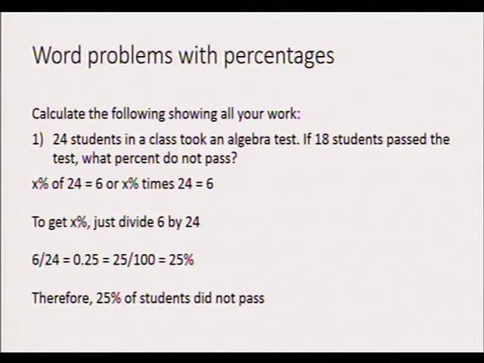So 6 over 24 is equal to 0.25. Now that 0.25, you need to convert it to a percentage by multiplying it by 100. And that gives you 25% of students who did not pass. Sometimes they can continue and ask, what is the percentage of students that passed the test? So you can say, for example, 100 minus 25, and it gives you 75. Then you know that 75% of the students passed and 25% did not pass the test.